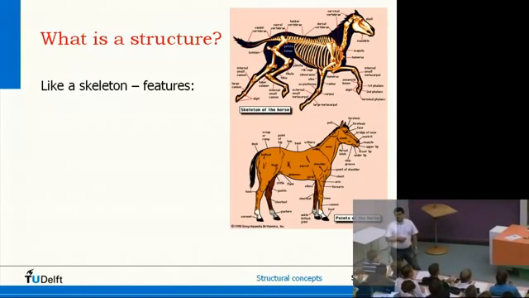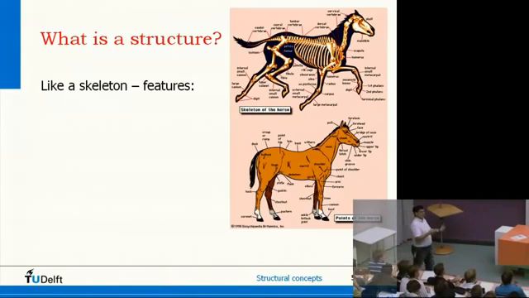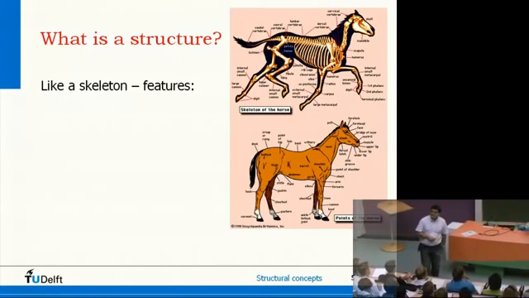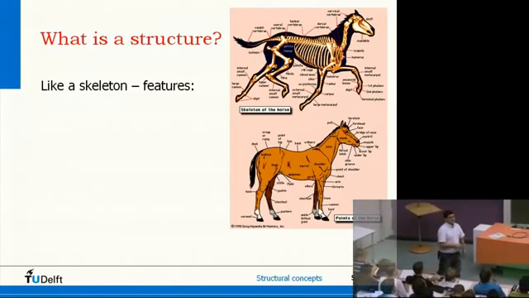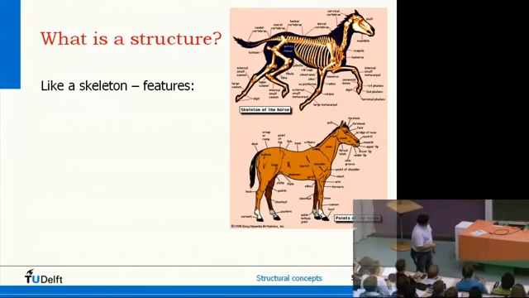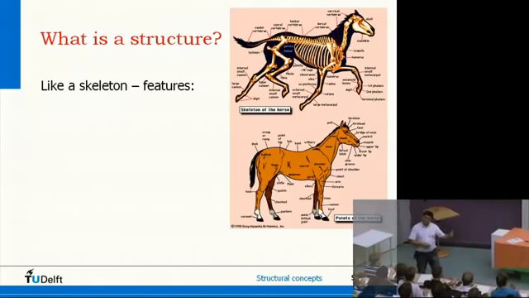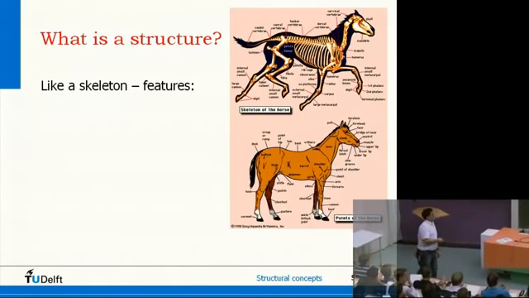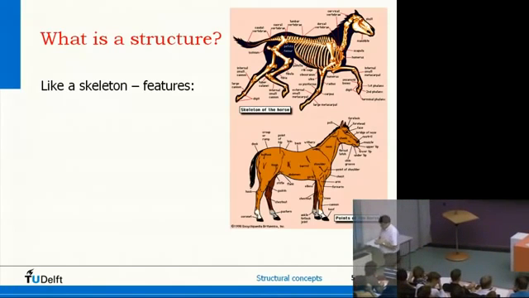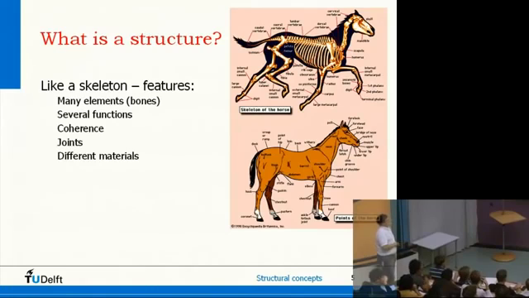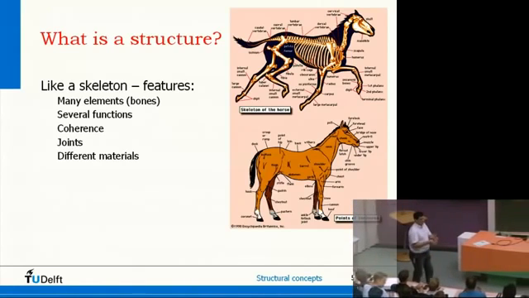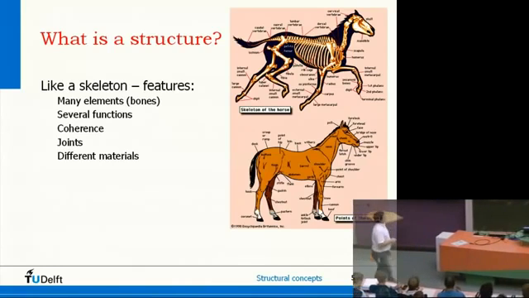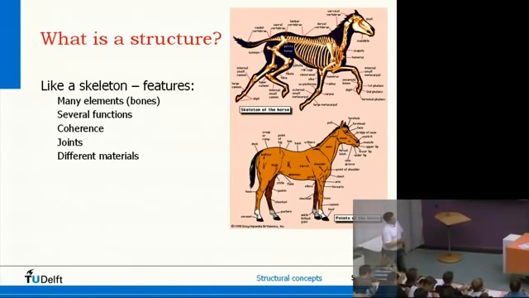You see there are also multiple elements in there. It's not just one bone but multiple. Huge diversity in elements, small ones and big ones. It's not just a heap of bones, but they are nicely ordered, also connected, and so on. And, well, that's not visible from here, but I can assure you, also different materials are used. Yeah. So these are some features, some characteristics of a skeleton. And these are also items you will see in a structure. Structure of a car, structure of an aircraft, structure of a train, and so on. So many elements, several functions, coherence, joints, different materials.